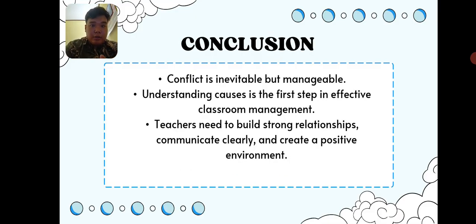Thus, in conclusion, conflict is inevitable but manageable. Understanding causes is the first step in effective classroom management. Teachers need to build strong relationships, communicate clearly, and create a positive environment.